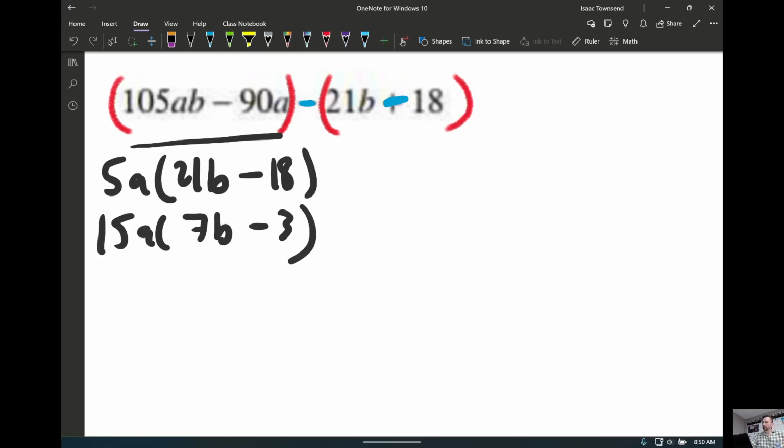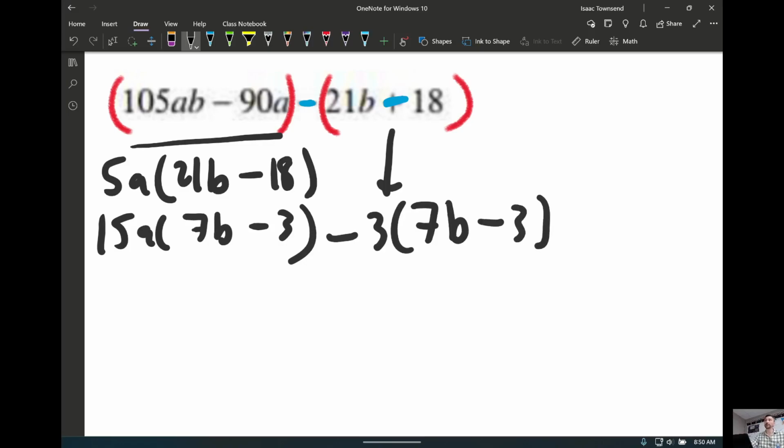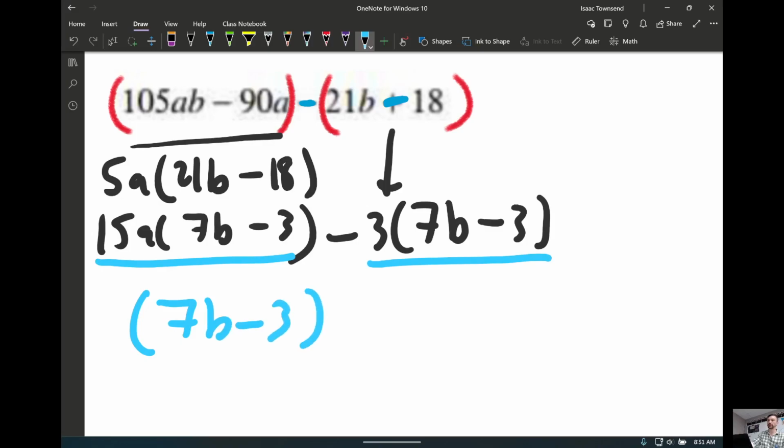Okay, and then over here, these two have a 3 in common, which leaves behind a 7B minus 3. So remember, I had to change the sign. And what I love about factoring by grouping is right before you write down your answer, you should know if you're on the right track. These two are supposed to be the same. So if they both have a 7B minus 3, factor it out.